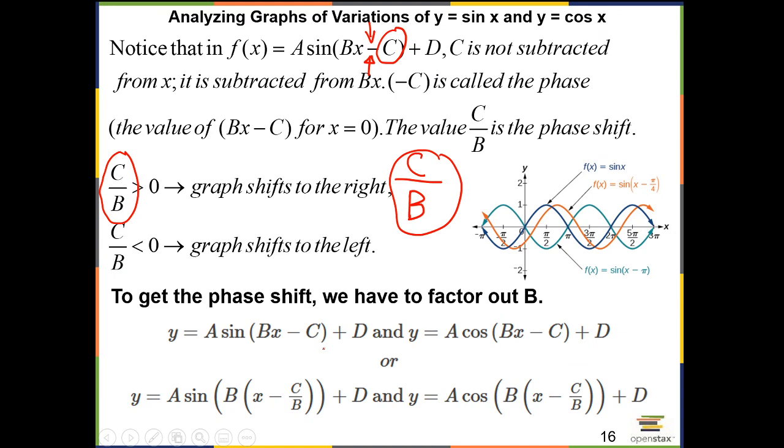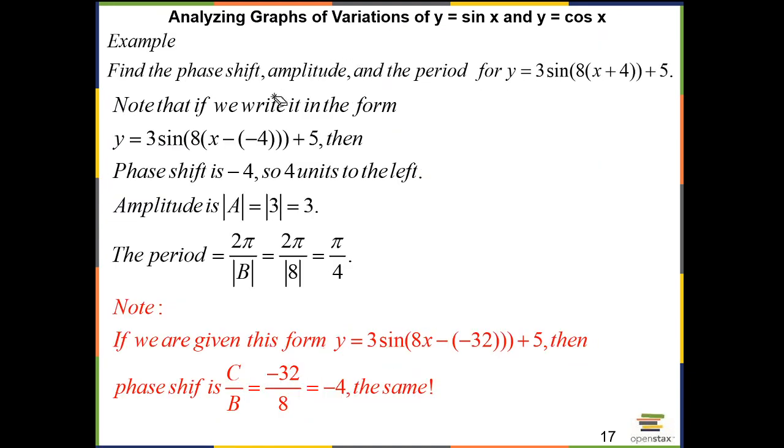All right, so now find the phase shift, amplitude, and the period for this function. Right away, we know the amplitude is the absolute value of 3. So the amplitude is 3. The vertical shift is 5 units up. So that means y equals 5 is our d, right? The midline, right?